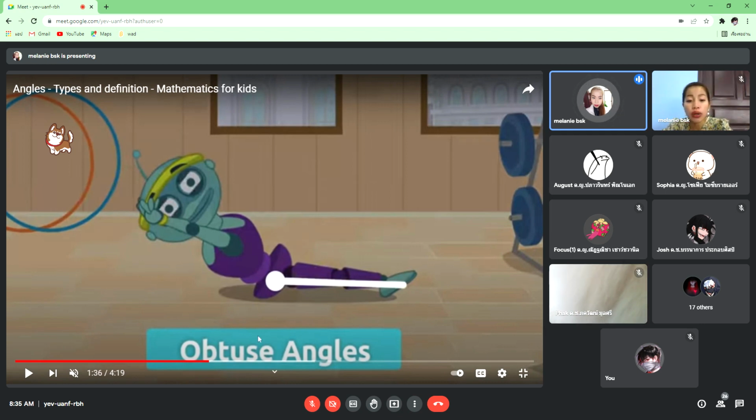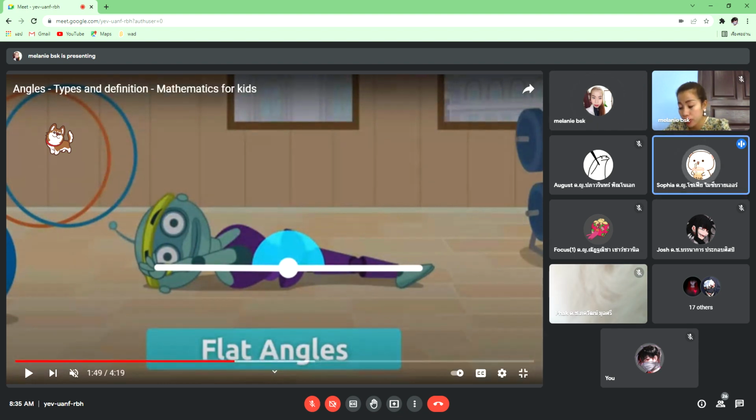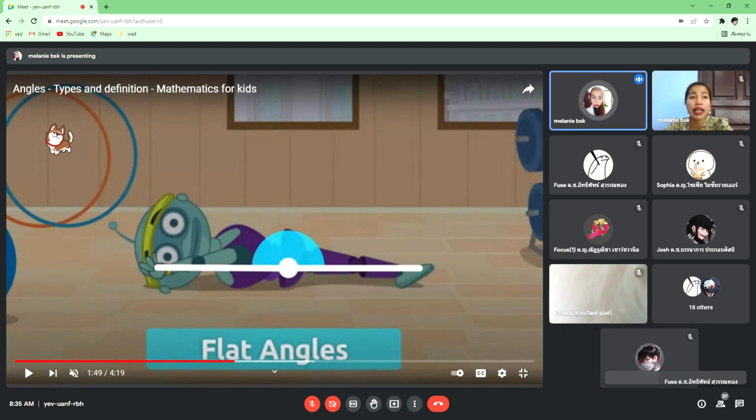So next, how about the right angle? What does it measure? It measures exactly 90 degrees. Very good. A right angle measures exactly 90 degrees.